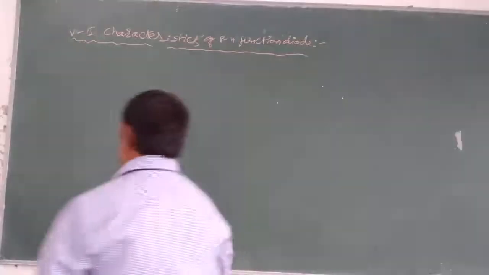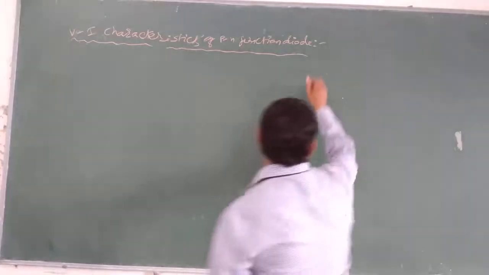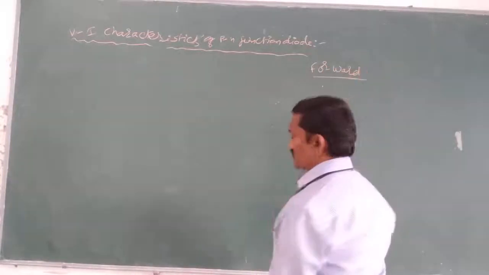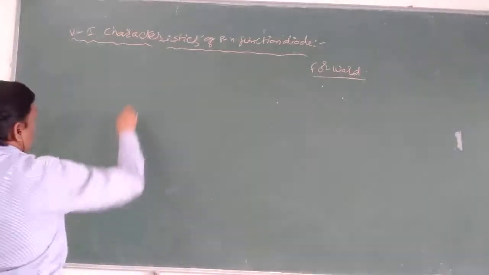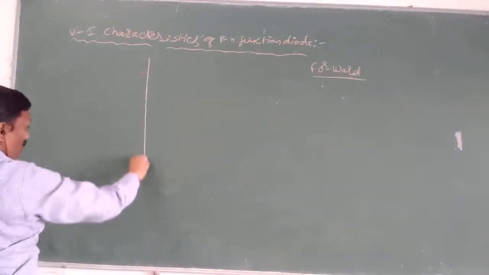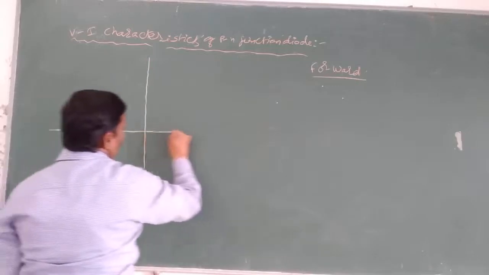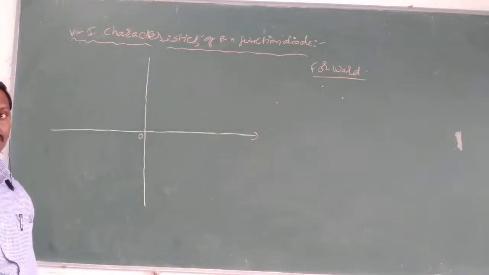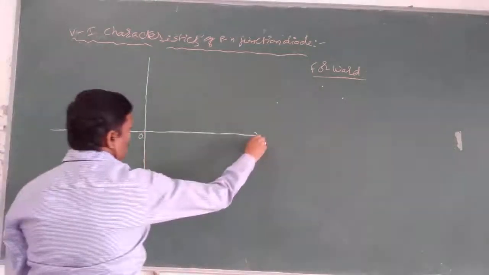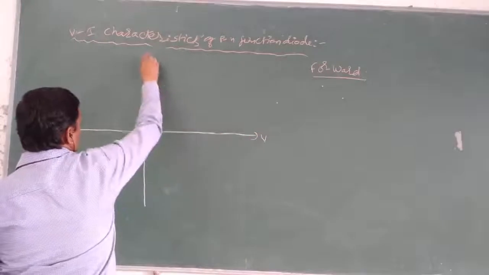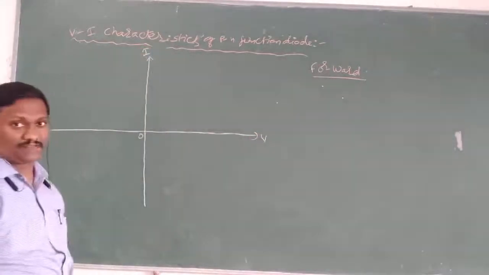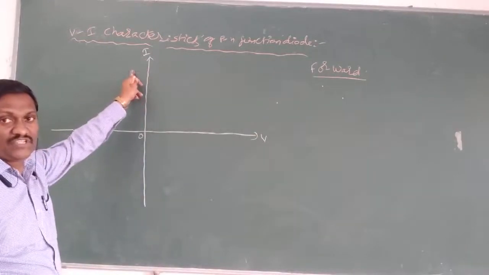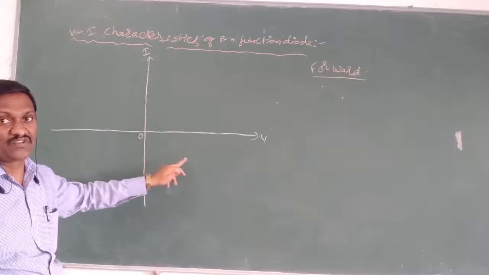It is explained in two ways. The first one is forward bias. For this purpose, draw the graph first. The intersection of the x-axis and y-axis is the origin. In the positive direction, voltage is taken on the x-axis and current on the y-axis. In forward bias, voltage is positive and current is positive, so the forward bias VI characteristics is always drawn in the first quadrant.